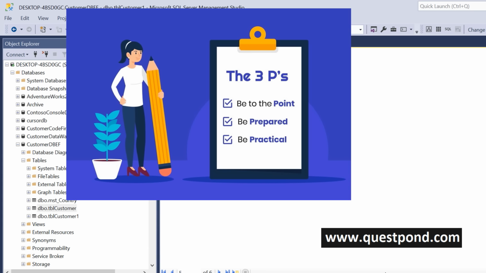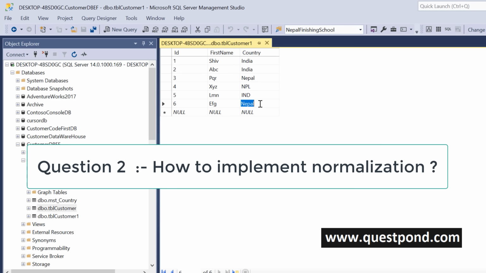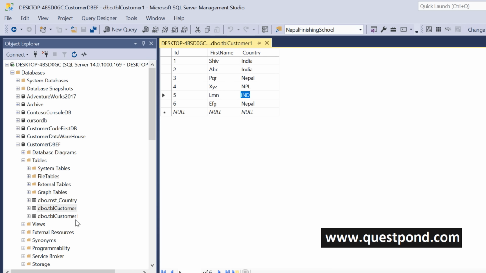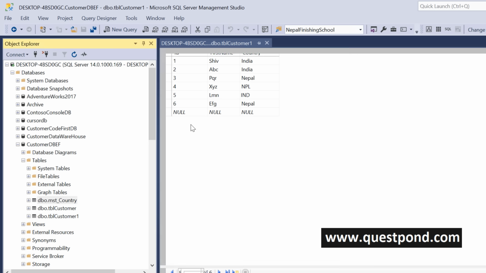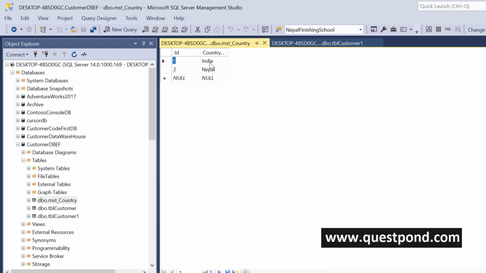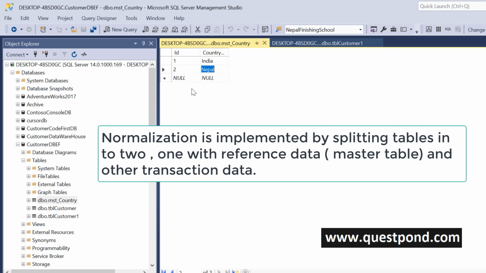Okay. So now the next question we will take is, how do you implement normalization, right? The first question was, what is normalization and why do we use it? The second question is, how do we implement normalization? Normalization is implemented by splitting tables. So for example, you can see here this country data was having redundant data, right? So what you do is you create a master table, a reference table, where you say 1 for India and 2 for Nepal, right? So you can see now there is no IND, there is no NPL and so on, right? And then in your transaction table, you just give the references. So for example, 1 for India, so Shiv 1, PQR 2, and what is 2?